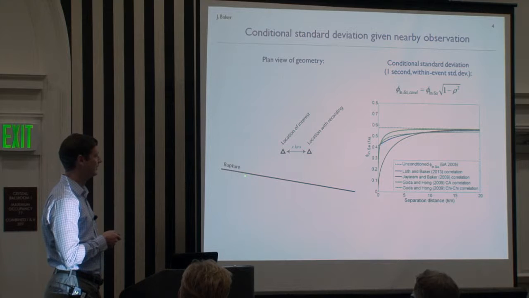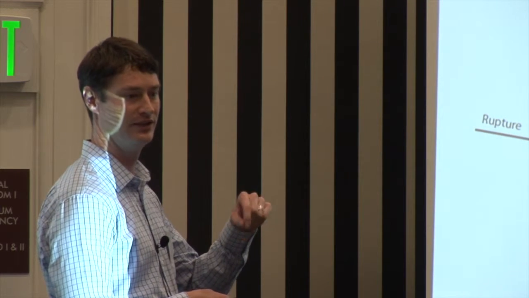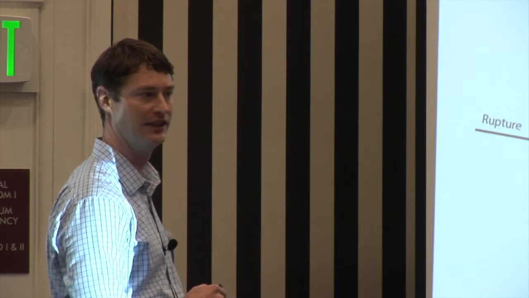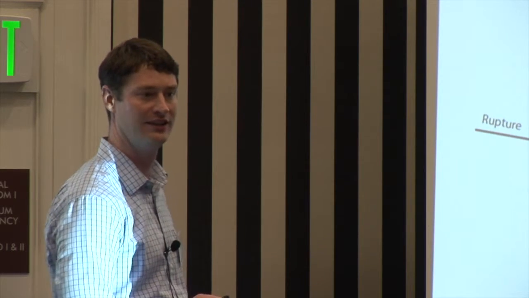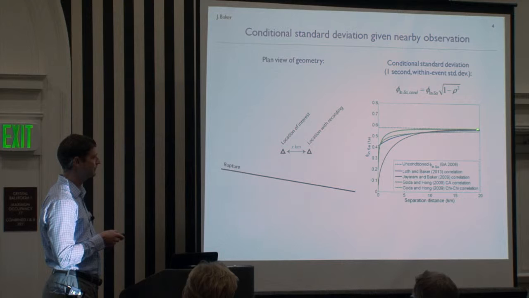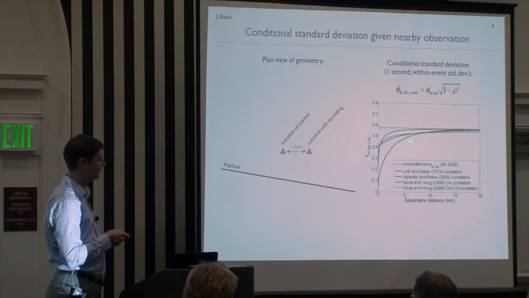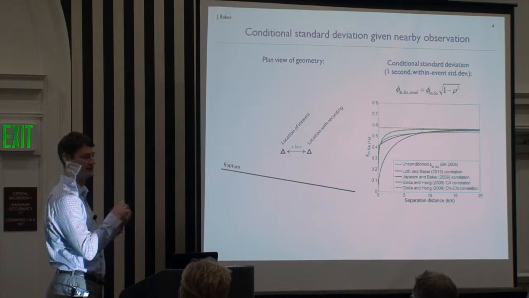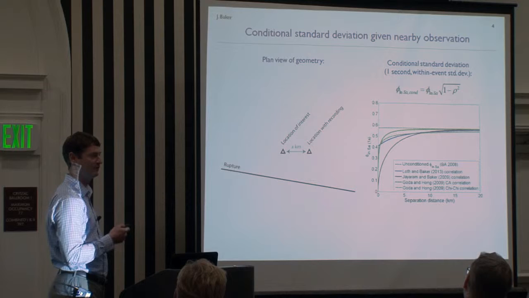The idea would be, this is in plan view, if you had a rupture and you had an observation, so you knew the residuals at that site, and you were interested in a conditional standard deviation at some distance away. It doesn't matter which direction you are away because of the parameterization here. So obviously something is lost in terms of capturing a path effect. Here is what the conditional standard deviations look like with those different models. I think the JRM and Baker model in red was forced to a full correlation. It's a model feature rather than data-driven.